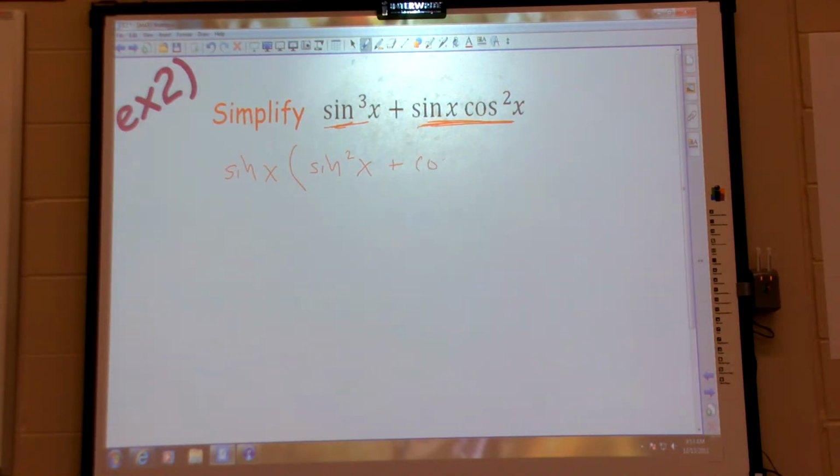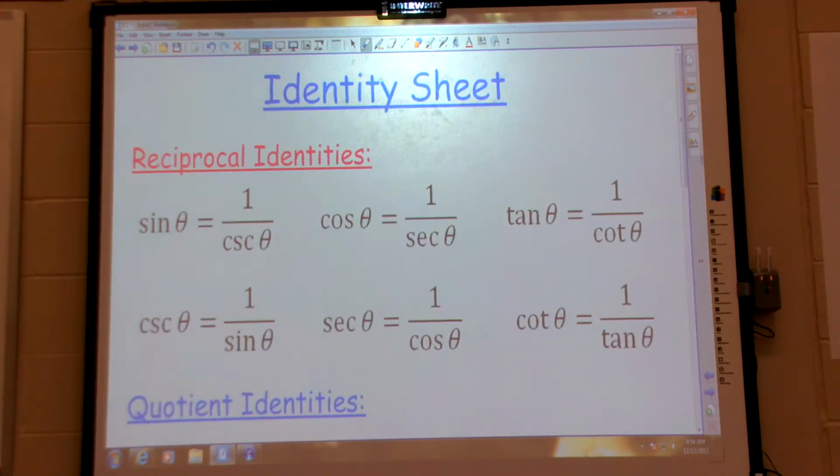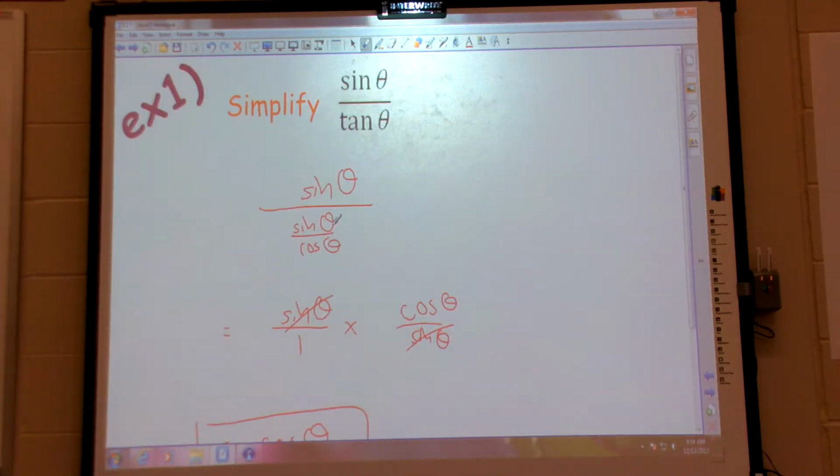Plus cosine squared. The alarm should be going off in your head. It should be ringing so loud you can't even hear. That does equal 1. That's your biggie. That's your star. Right? That is the unit circle. That's the biggie. Like I said, if you know these, it's going to make your life a lot easier.